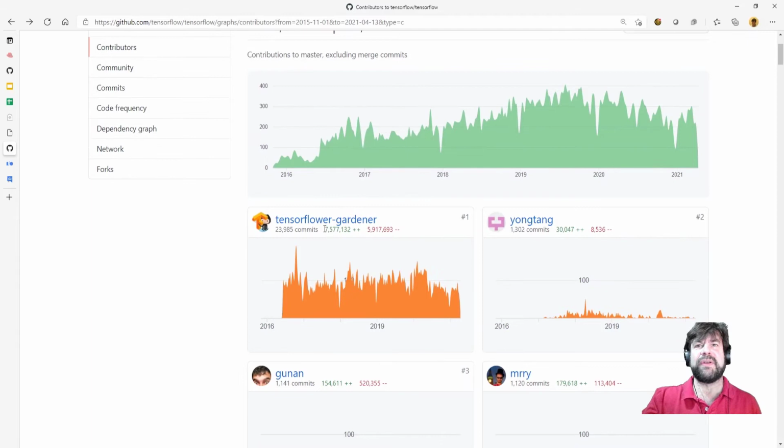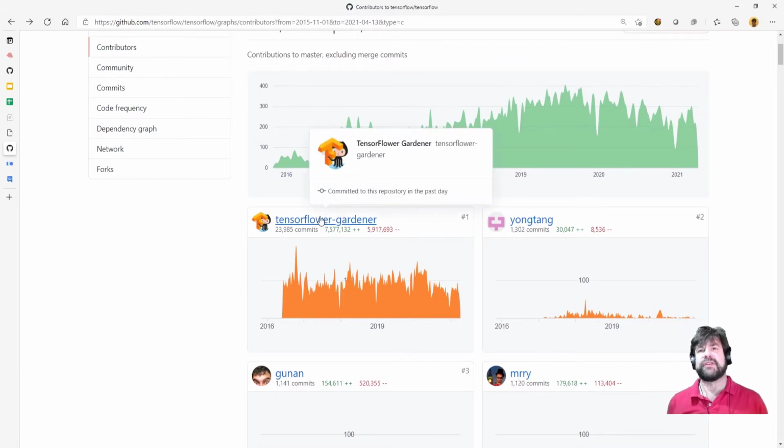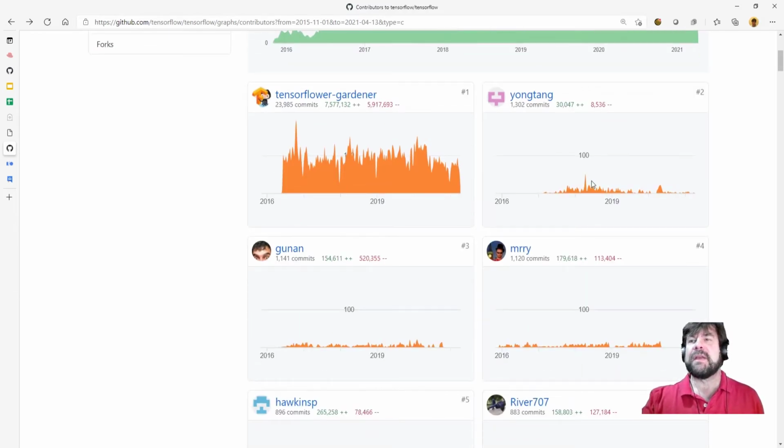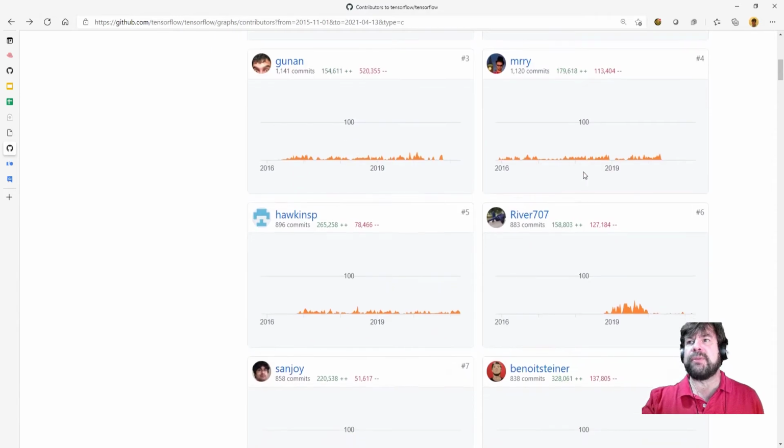Right, 7 million plus lines contributed, and 5 million lines removed. Yeah, I think it is actually a bot. I would have to verify it, but I expect that it's a bot that gets credit for all of the merges and everything. But you can see there are a lot of contributors as well.